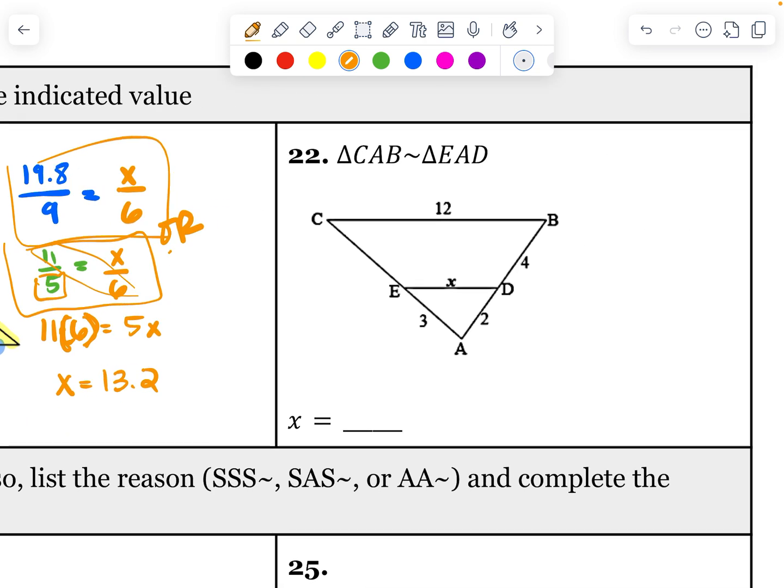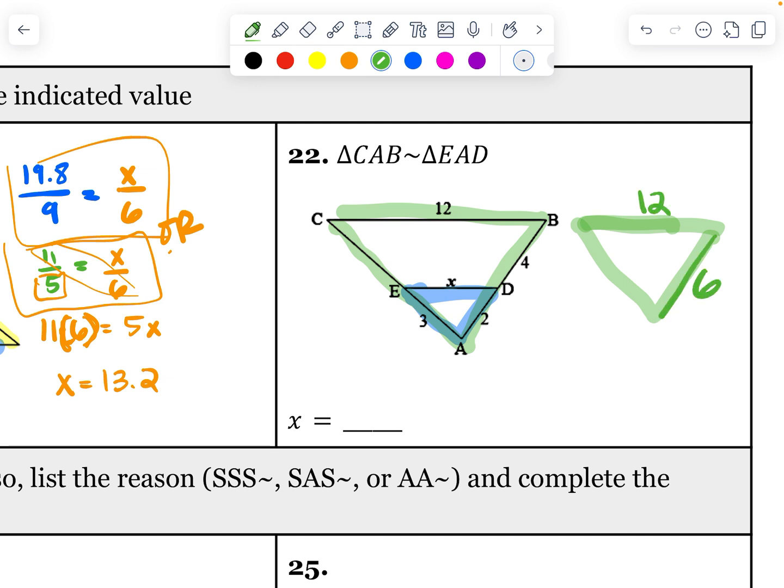All right, so I have a little triangle here and a big triangle here. So I'm going to actually just move that big triangle out. I'm going to redraw it out here so you can actually see what's going on. Let's see, it's got a top of 12 and a side of 6. 4 plus 2 is 6, all right? And then my little triangle is my 3, 2, X. I'm not going to need the 3 because there's nothing here to help me.